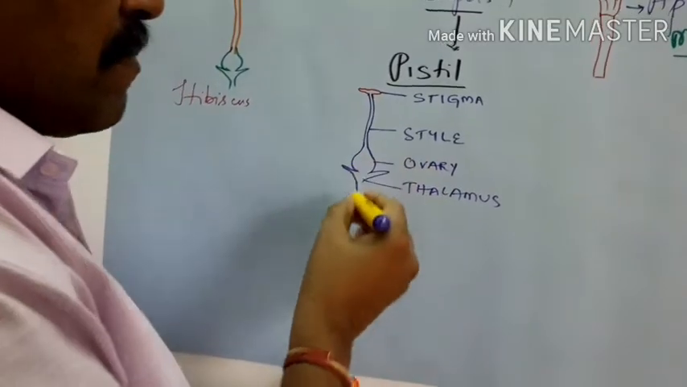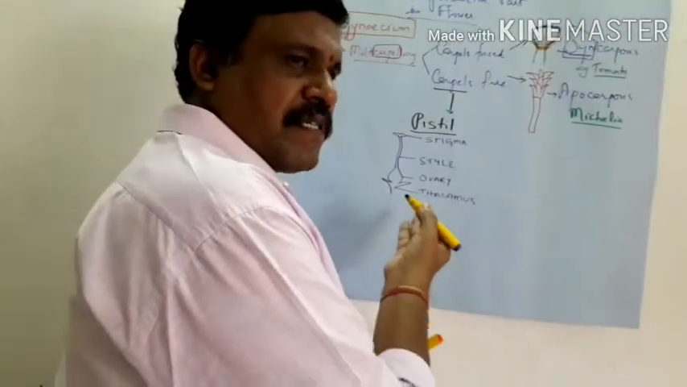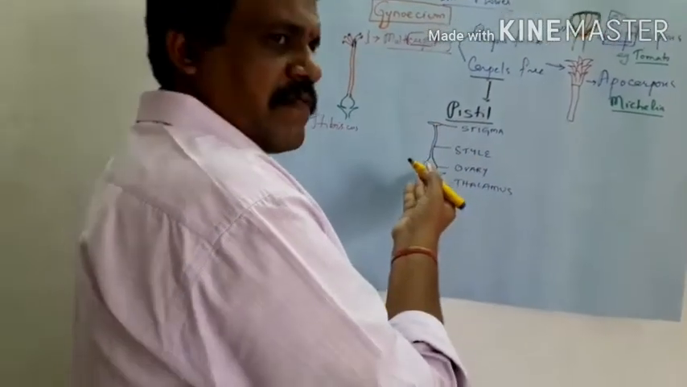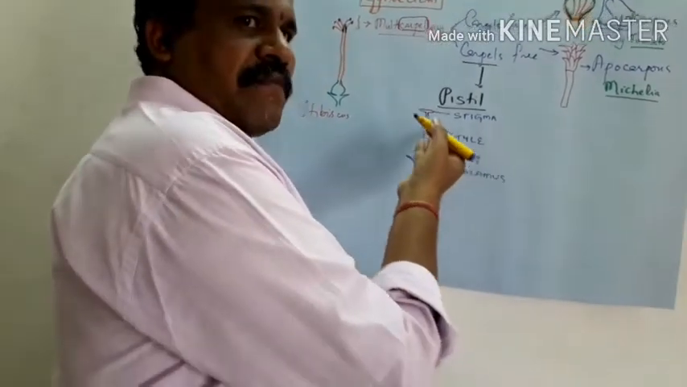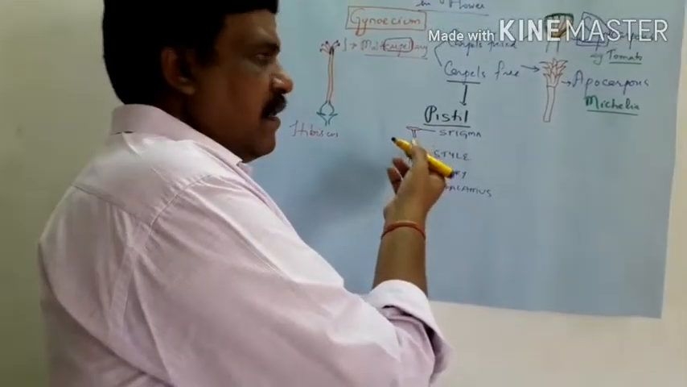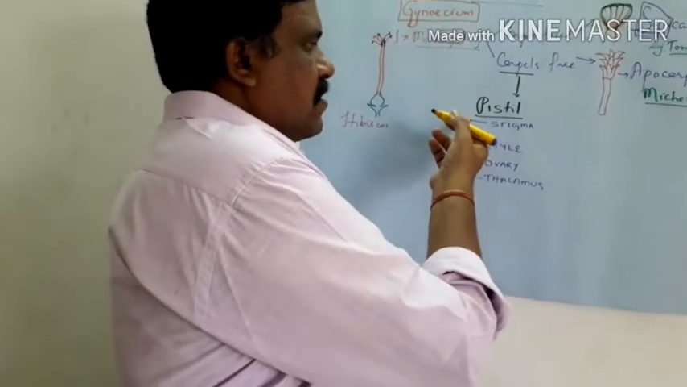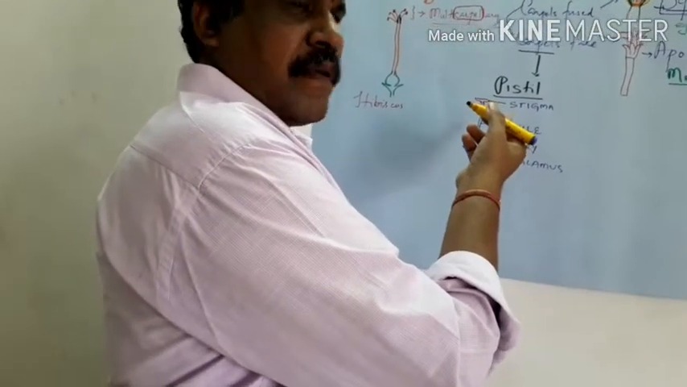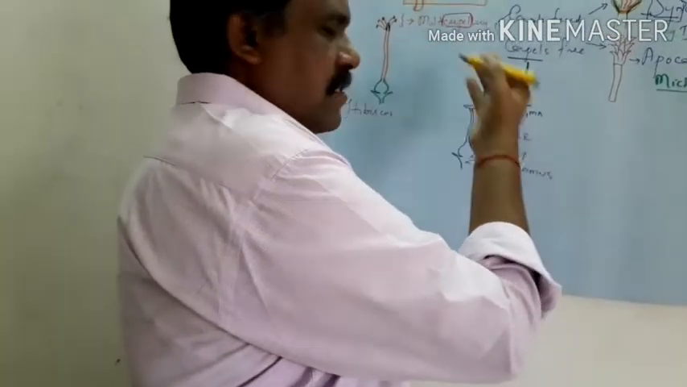So the pistil actually comprises, we need not talk about the thalamus, three prominent parts. The swollen part at the base is the ovary. Then we have the long filament-like structure called the style, and there is a flat structure at the tip, called the stigma. Right. So these are the regions of the pistil.